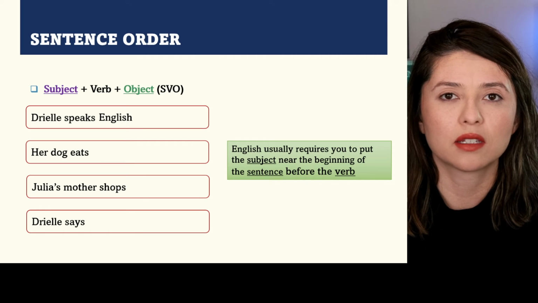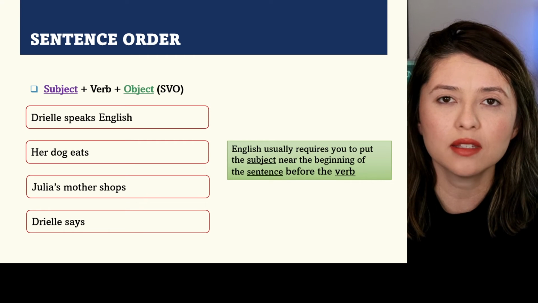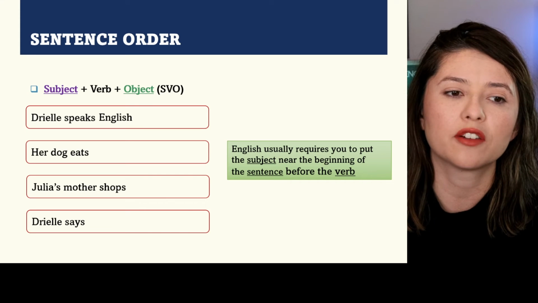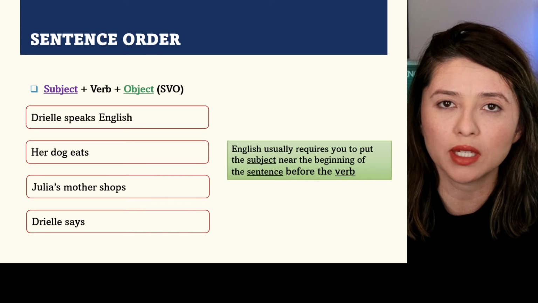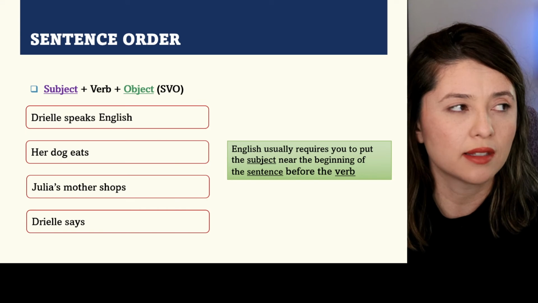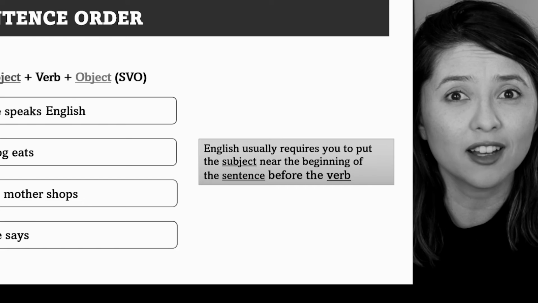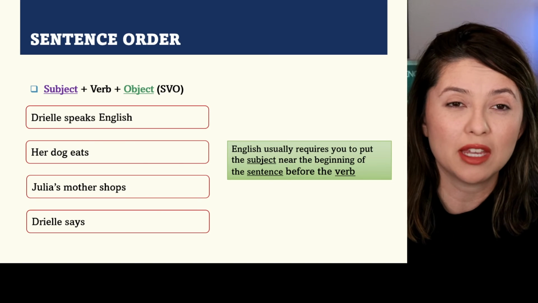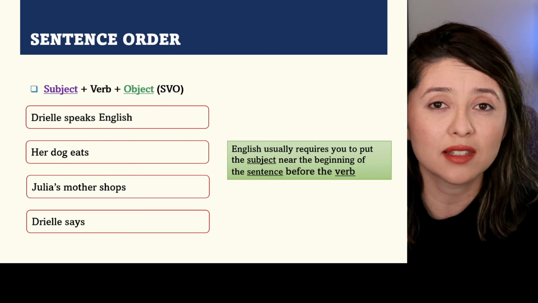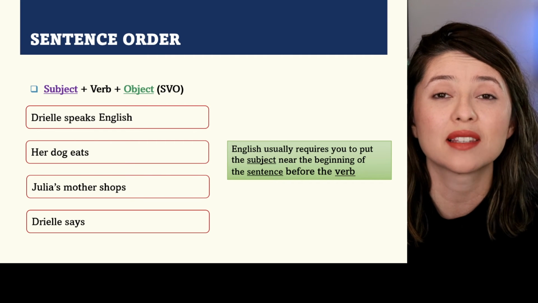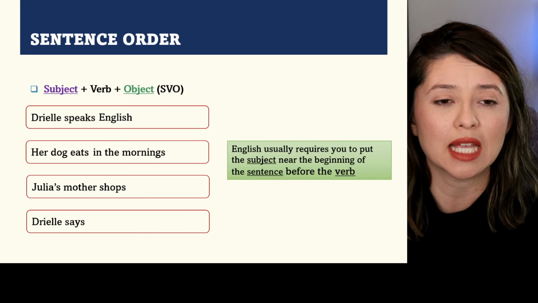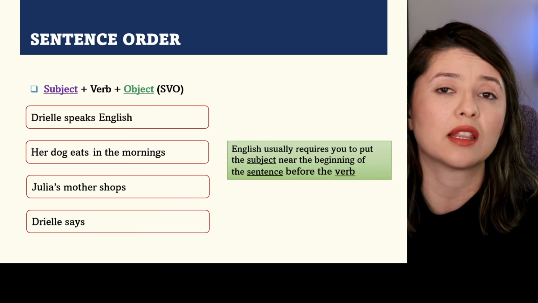Her dog eats. It's a complete sentence. It's grammatically correct. You have her dog as a subject and the verb eats, which stands by itself, but it doesn't make sense. Her dog eats. Okay, good for the dog. No, you need more information. So remember, your goal is to make a grammatically correct sentence and also a sentence that makes sense. So here it's grammatically correct, but it doesn't make any sense. So her dog eats in the mornings.